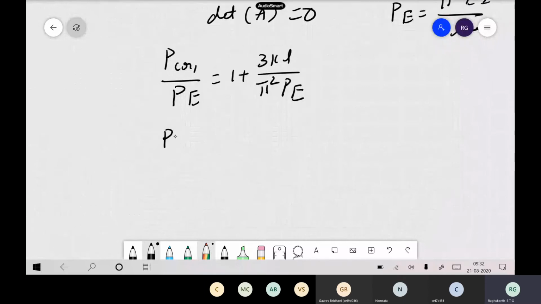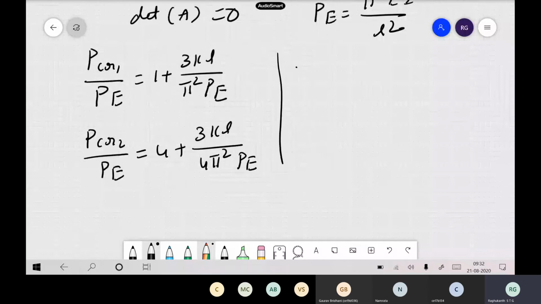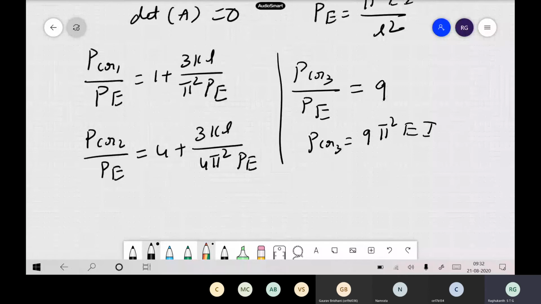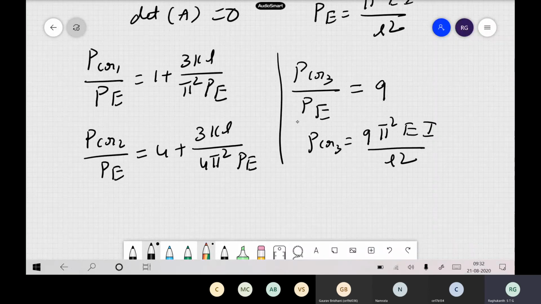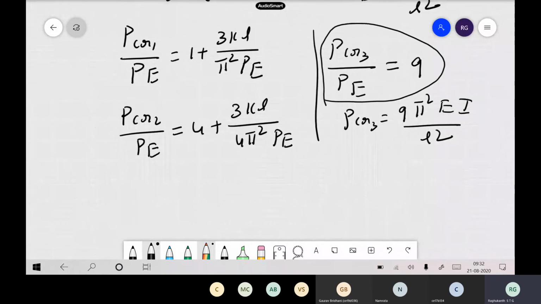Now the second buckling load, PCR2 by PE, turns out to be 4 plus 3 times KL by 4 pi square PE. So this is the second buckling load. And the third one, PCR3, if you non-dimensionalize with respect to Euler's load, turns out to be 9, where PCR3 is nothing but 9 pi square EI by L square. So these are the 3 buckling loads.